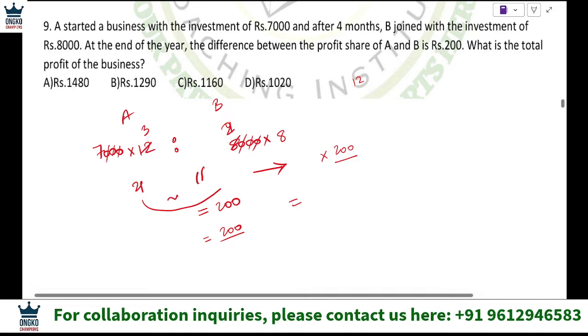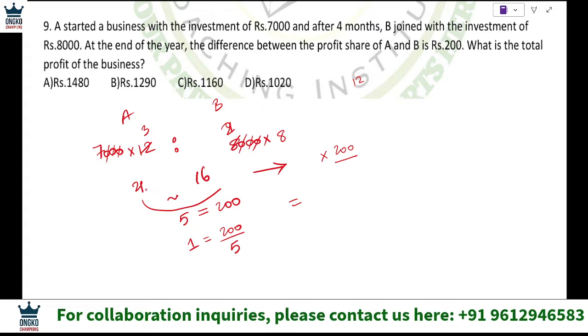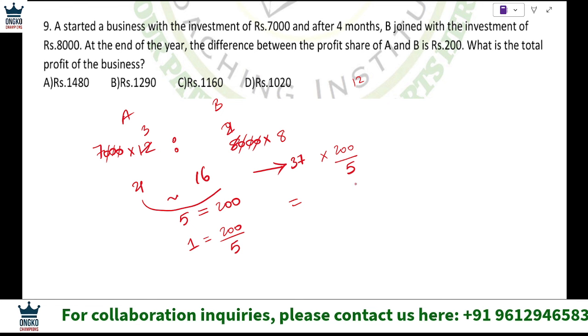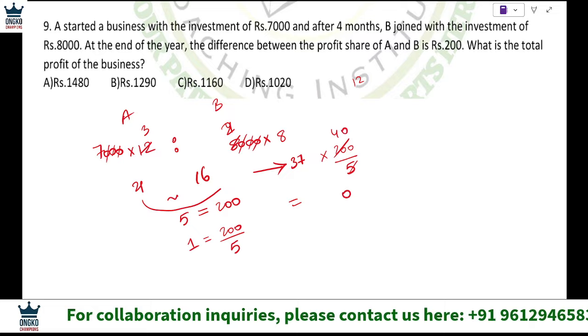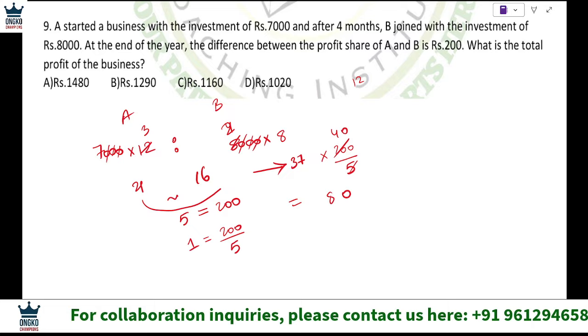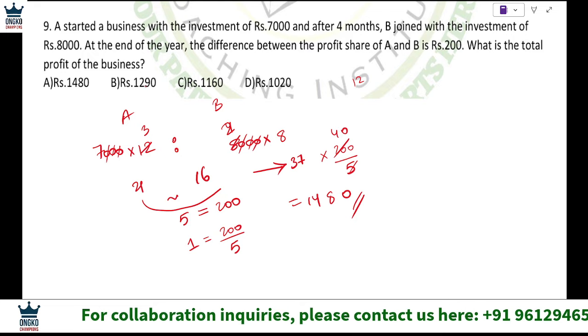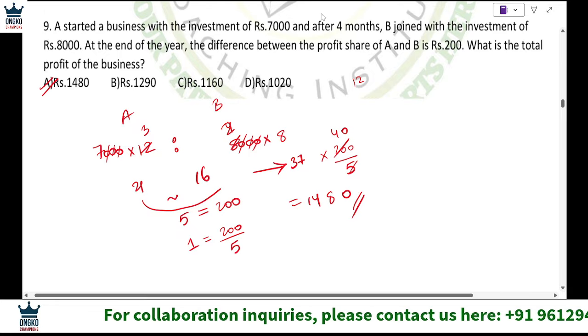So 16 and 21, the difference is 5, then one part will be what? 200 by 5. That means here the total is 37, so 37 into 40. 7 times 4 is 28, 2 in hand, and then 4 3 times is 12, 14. So 1480, that is the answer, option A.